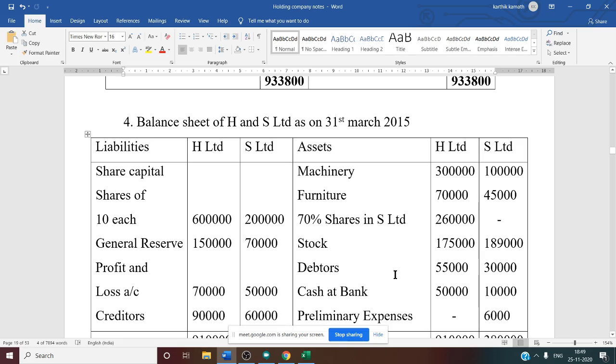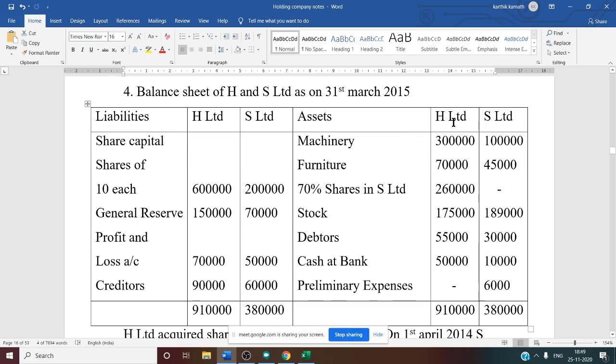Question, if you see the balance sheet, there is machinery. What is the machinery value? Holding is 3 lakh, subsidiary is 1 lakh. So total machinery is 3 lakh plus 1 lakh, 4 lakh. Stock also same thing now. 1 lakh 75,000 plus 1 lakh 89,000. Combined you have to write. Debtor 55,000 plus 30,000, combined 85,000. Cash at bank 50,000 plus 10,000, 60,000. Why is shares in S Limited not there? That is cancelled. Why is preliminary expense not there? It is written off. Yes, so all these you have to write combined.